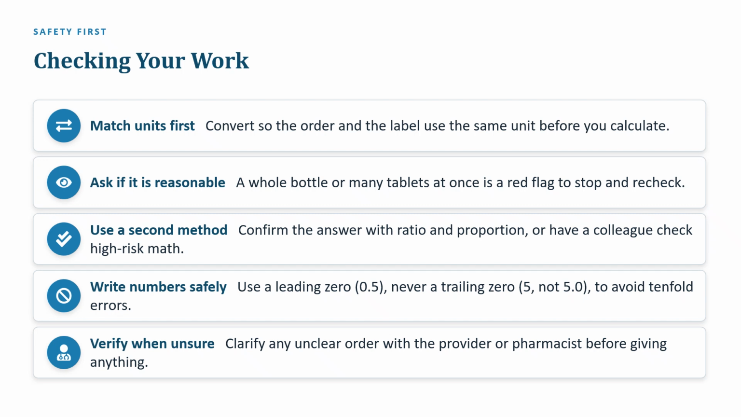Fifth, verify when unsure. If an order is unclear or your answer does not sit right, you clarify with the provider or pharmacist before giving anything. Asking is always the professional choice. Put these 5 habits together and you have a reliable safety net. In medication math, the goal is not to be fast. The goal is to be right every time. And these checks are how you get there.